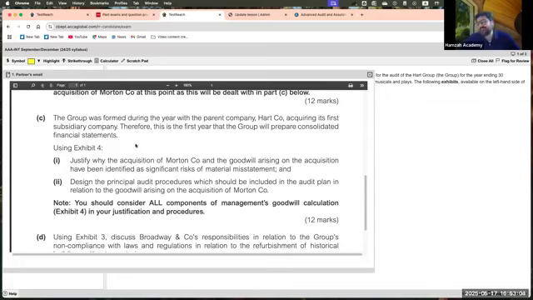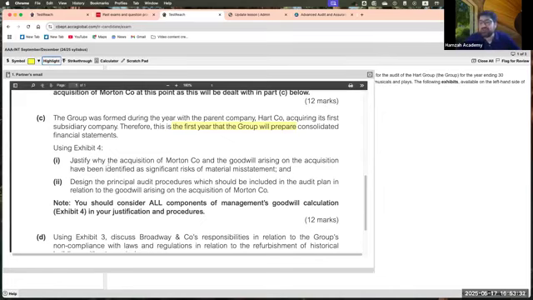Okay, now this is the second type of question. The group was formed during the year, with the parent company, Hart Company, acquiring its first subsidiary. Therefore, this is the first year the group will prepare consolidated financial statements. The first risk of material misstatement is here.